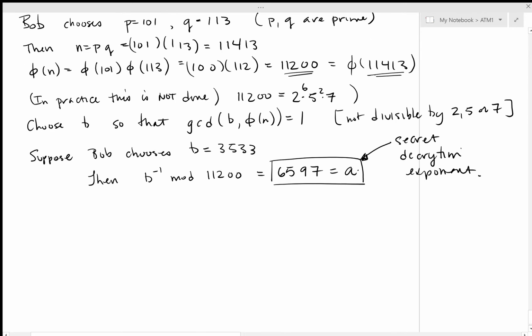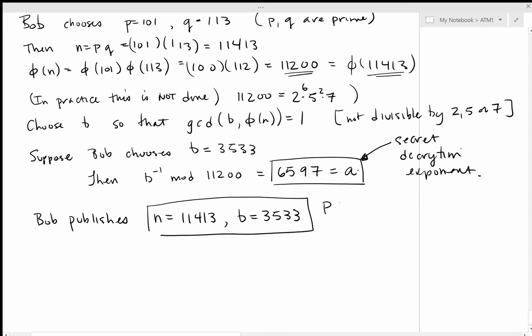The next thing that happens is that Bob publishes the public key. Bob publishes n at 11413. You don't know which two primes that's the product of, but you know that it's the product of two primes. And he publishes b, that is 3533. So let's box this. This is the public key. Everybody gets to know that. He publishes that in a directory, so anybody who wants to can look it up.